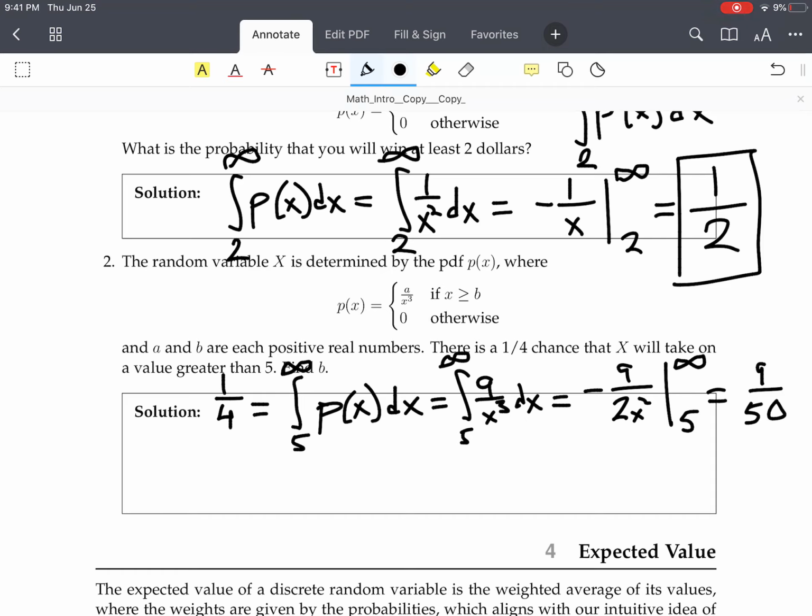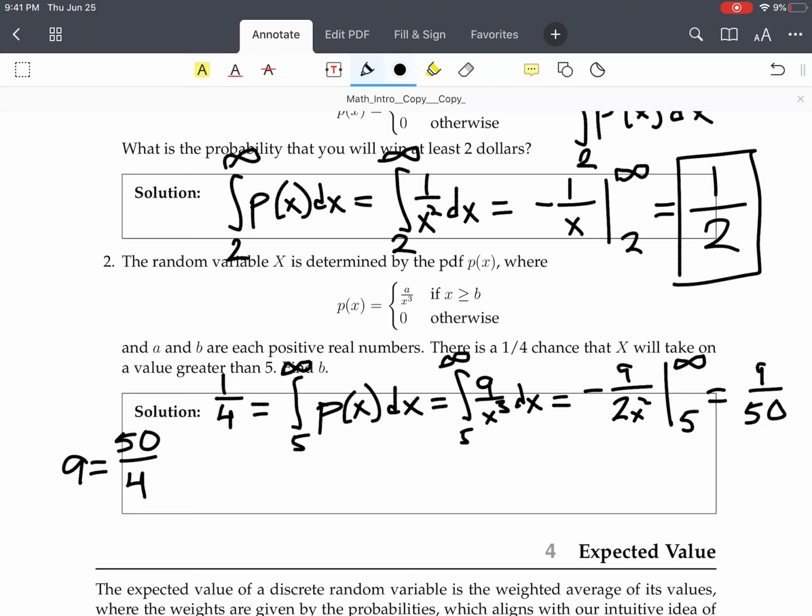Okay, so 1/4 is equal to a over 50. And so that means we're going to be able to go ahead and right here, write a is equal to 50 over 4. Okay, cool. So now one of the two unknowns, we have it. We've solved for it.